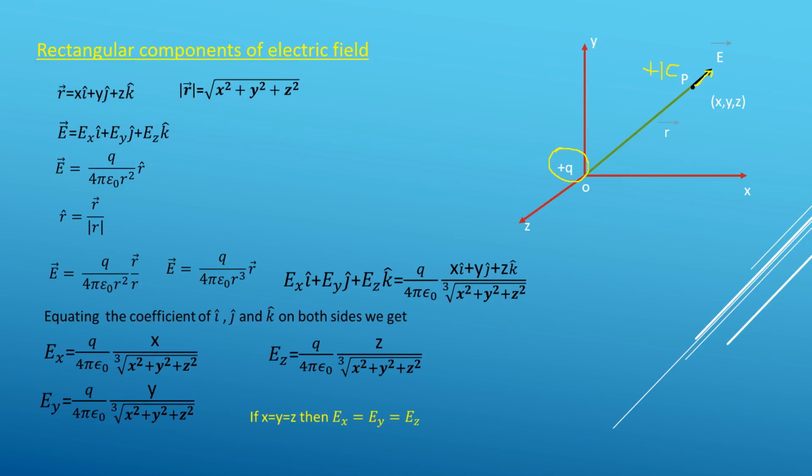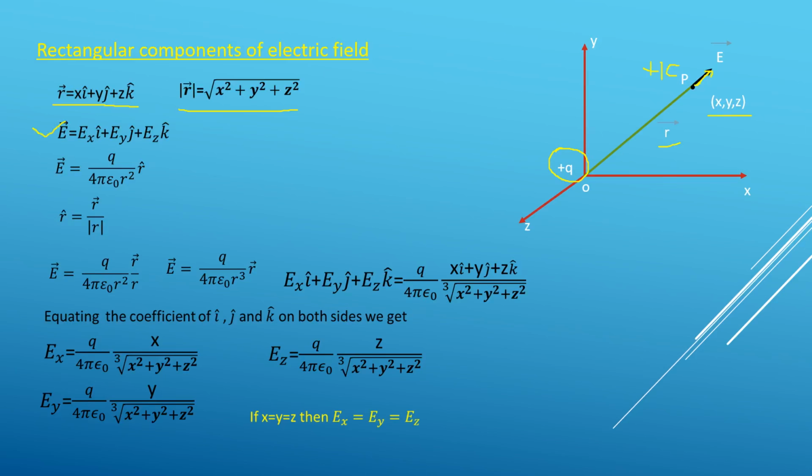Let r be the position vector of point P having coordinates x, y and z. Now this position vector is written as r = x i cap + y j cap + z k cap, and the magnitude of this position vector, that is mod of r, is equal to under root x square + y square + z square. Electric field E is equal to Ex i cap + Ey j cap + Ez k cap.